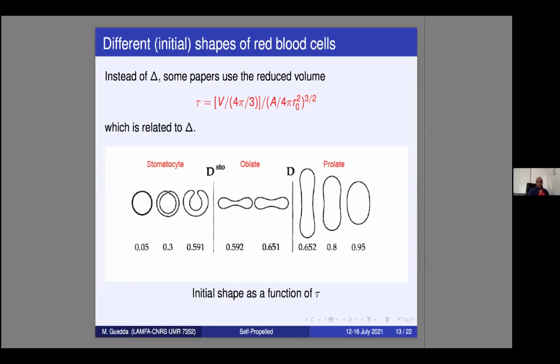Another physical parameter is the reduced volume. When it varies, we also obtain different shapes. When it is small or equal to 0, for example, we have a circle, or we also have oblate or plate shapes. And this is without flow, the initial shape. So in my talk, I will give an equation to obtain these different shapes, some classification of shapes.